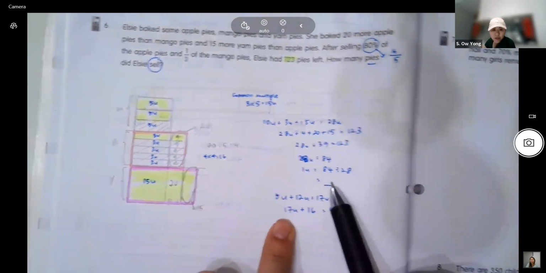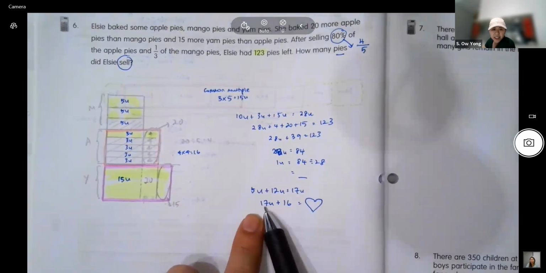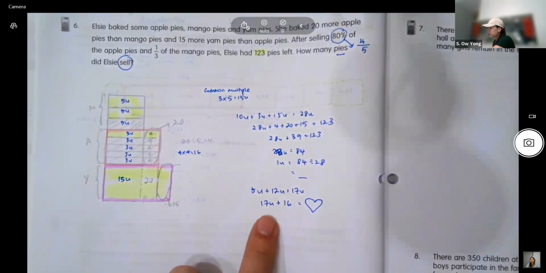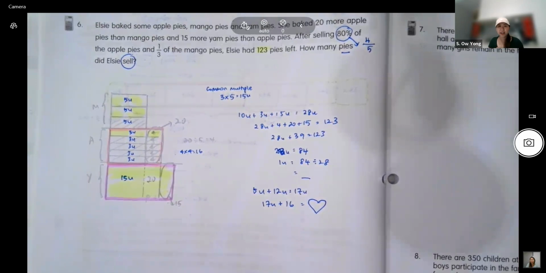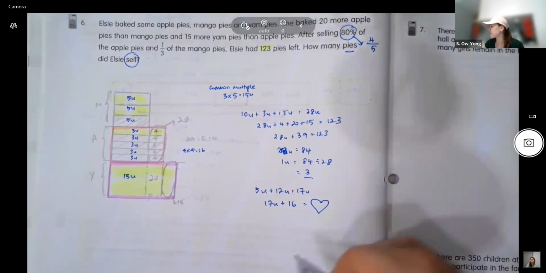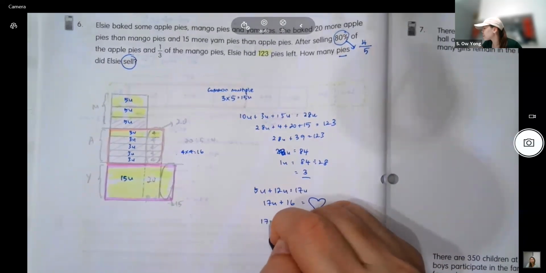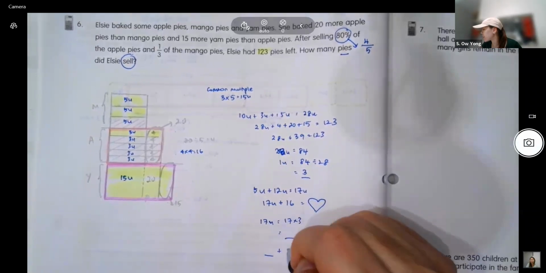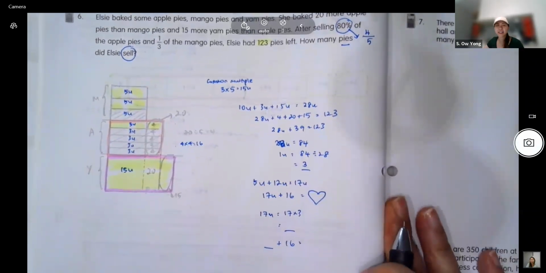So you see or not, you got 1 unit, right? You go and find 17. You plus 16, it will give you a nice number. Okay? So you go and try, because I can pause here for you to try. I can even tell you the 1 unit is 3. So how to find 17 units? 17 times 3, you give a number, then you plus 16 to get the final answer.